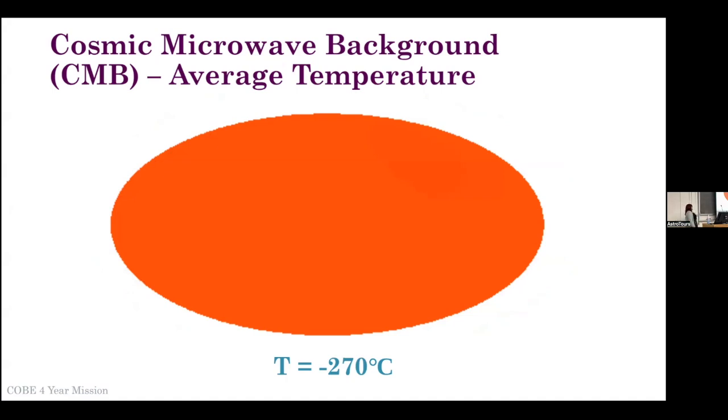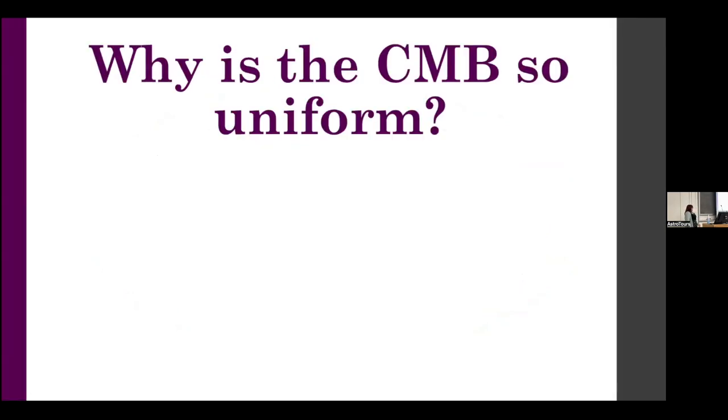There's no structure here. They're actually so much the same temperature that it's the same up to 5 decimal places. And this is really weird. And I'm going to try to explain to you why our CMB is so uniform.